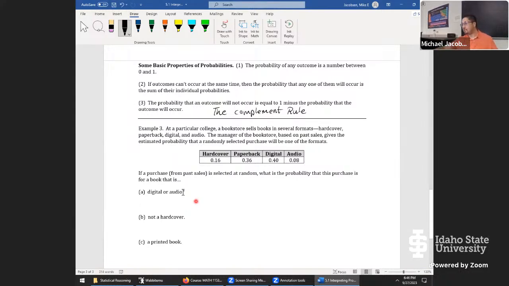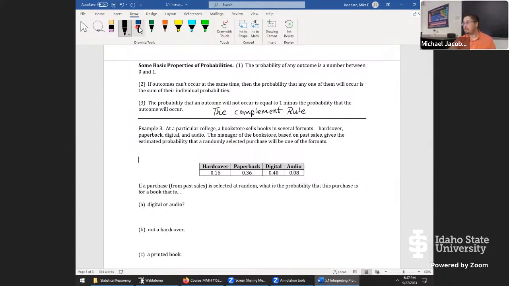Okay, so the context here says, at a particular college, a bookstore sells books in several formats. We can get hardcover, paperback, digital, or audio, and that's the table they're giving us right down below. The manager of the bookstore, based on past sales, gives estimated probabilities that a randomly selected purchase from this store will be one of those 4 different formats. If a purchase from past sales is selected at random, kind of like shuffling the 52 cards or flipping the coin, we want to know the probability that the purchase is for a book that is digital or audio.